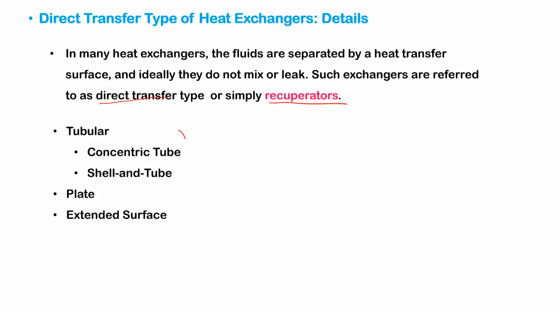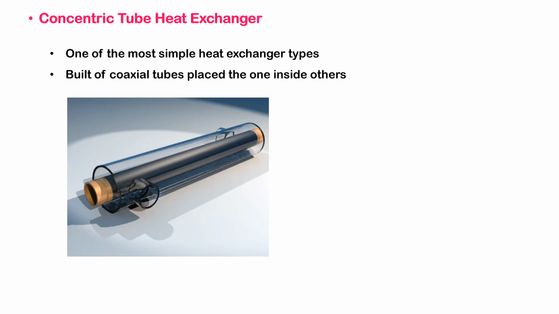You can have a tubular type, which can be a concentric tube, which is the one that I showed you, or shell and tube. You can have plate type, and you can have extended surface type. So let's take a look at the concentric tube heat exchangers. This is the most simple design.